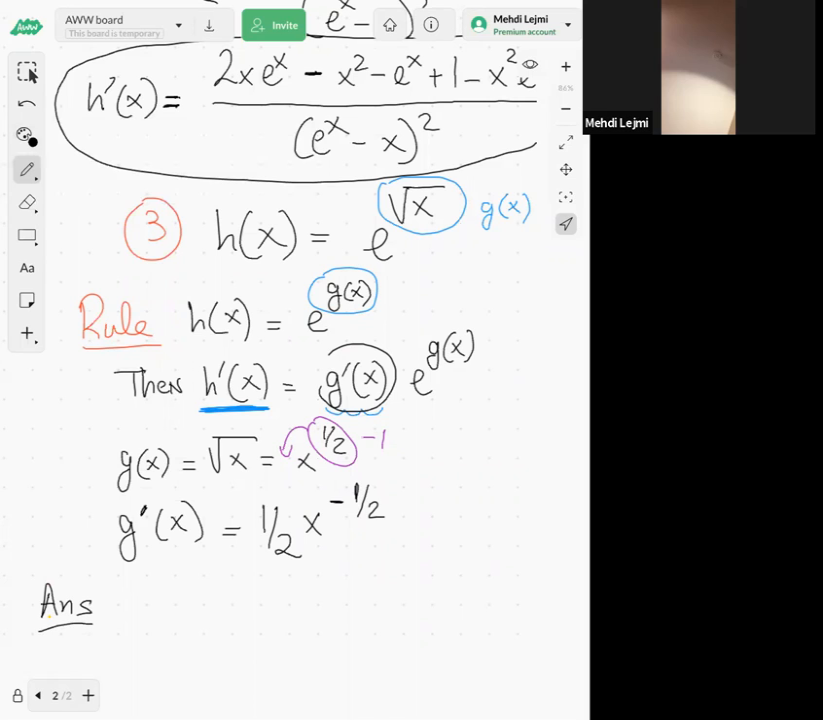So h prime is the g prime. So here's my g prime, which is half x to the negative half times e to the g. So e to the power, the same function g, which is square root of x. So e to the square root of x, or e to the x power half.